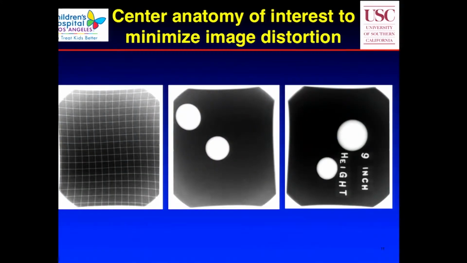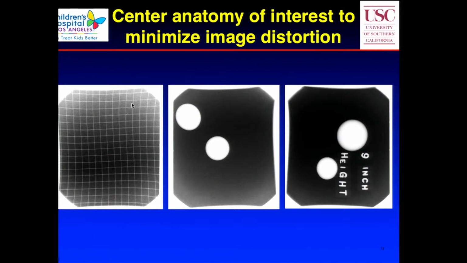You have to center your anatomy in the center of the camera. Now, this is a little grid that we put on the camera. You see that there's a waviness, right? That means that the lens is distorted. Now, the newer cameras with the image intensifiers don't have as much of a problem, but there's always going to be a little bit of variation.